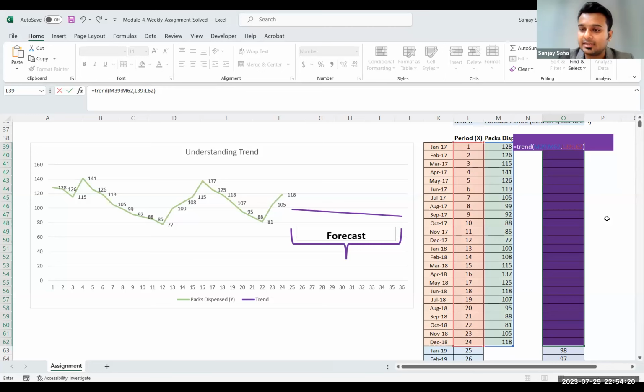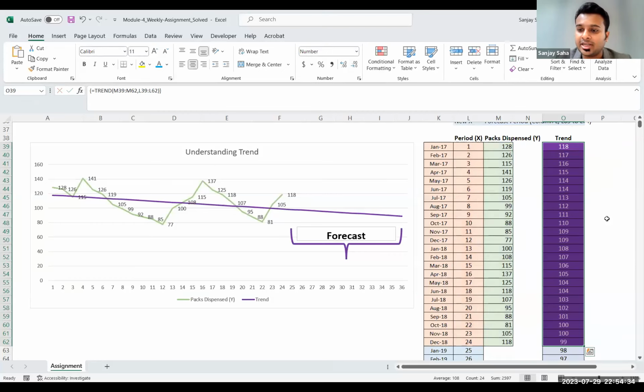It won't happen. It will just only plot one cell. But we want this function to plot the entire group of cells that we have selected. So we press Control, Shift, and Enter on our keyboard all at once. So when I press it, you see the trend is populated.